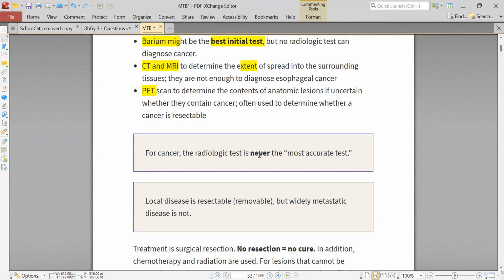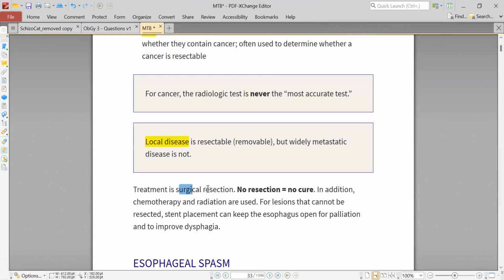For cancer, a radiological test is never the most accurate test. Local disease is resectable, but widely metastatic disease is not. The treatment is nothing but surgical resection. If there is no resection, that means there is no cure. In addition to surgical resection, we do chemotherapy and radiotherapy also.